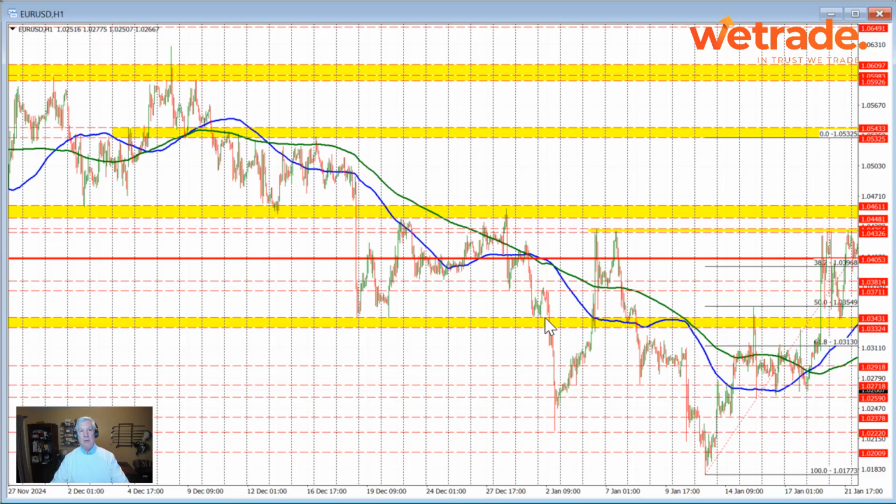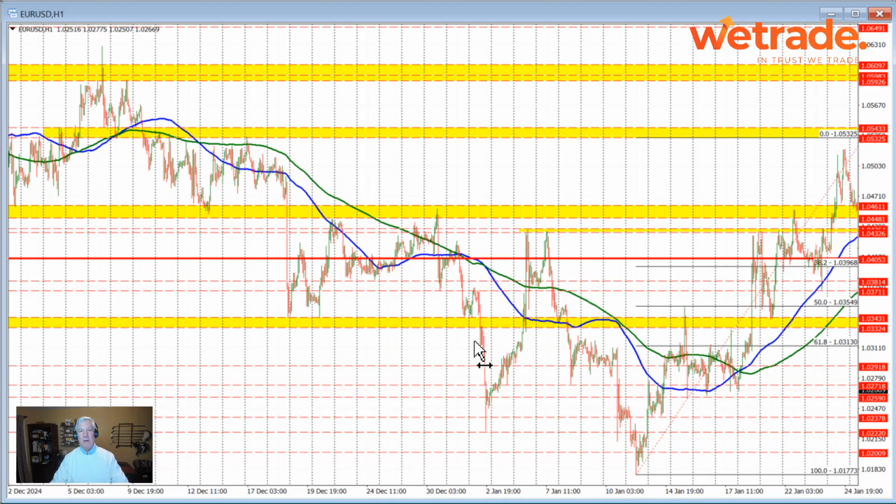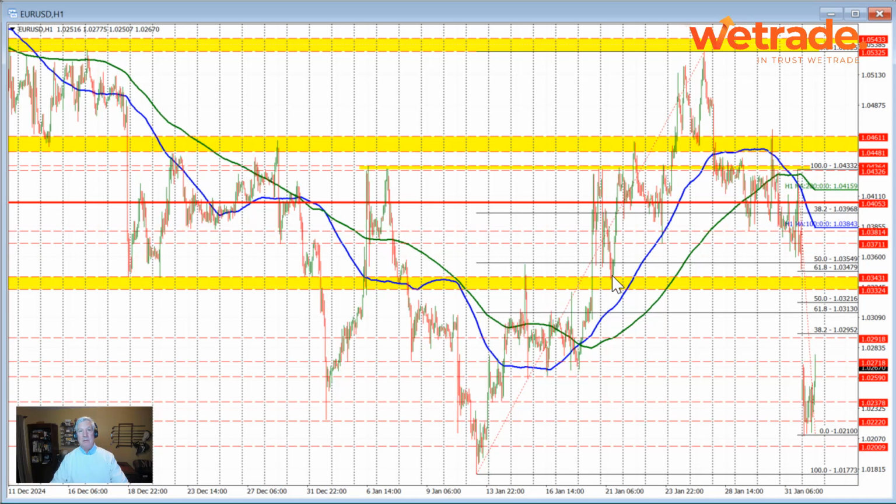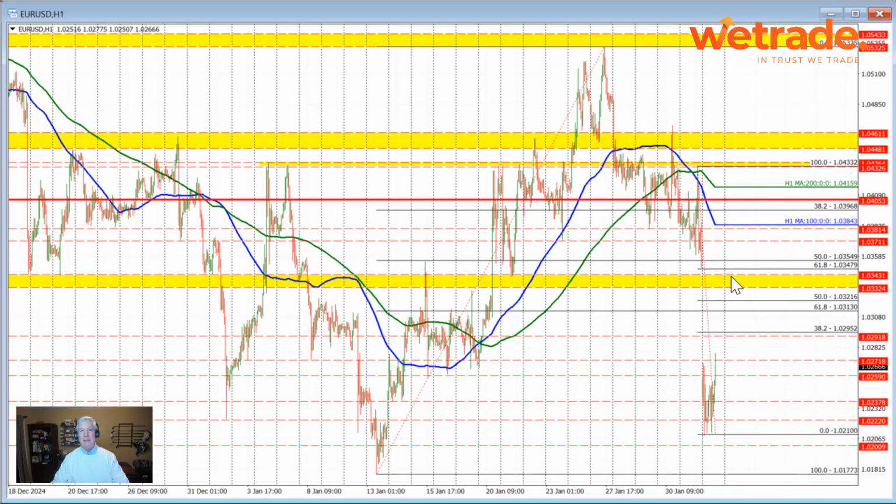This forms this floor in this area right through here. It fell below the floor a number of different times. But the last thing we did was hold support here before moving to the upside. We gapped below that level and traded here today. So as we move on, maybe not today, but later this week, this area is going to be key resistance for the euro versus US dollar. So be aware, be prepared.